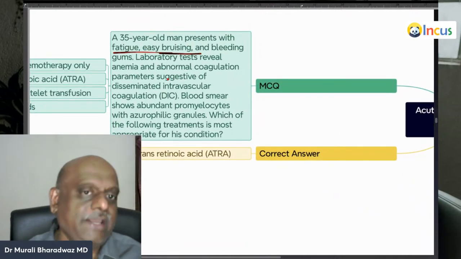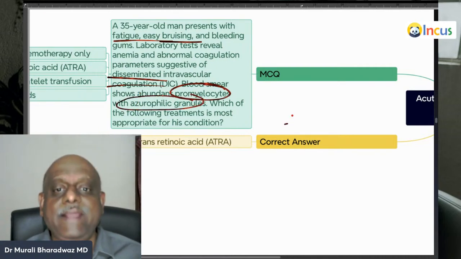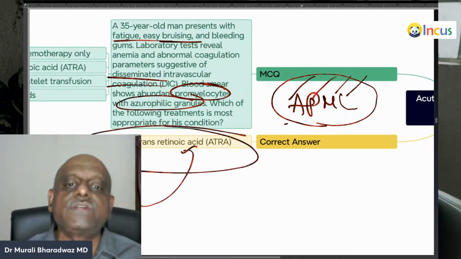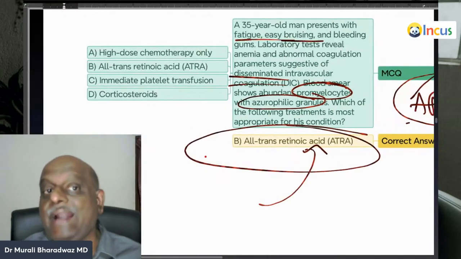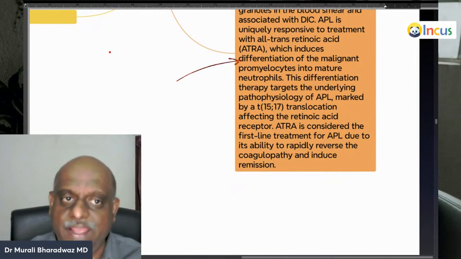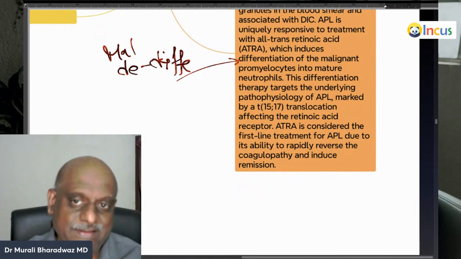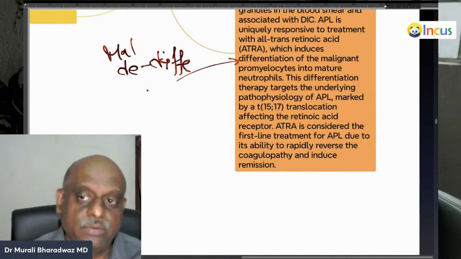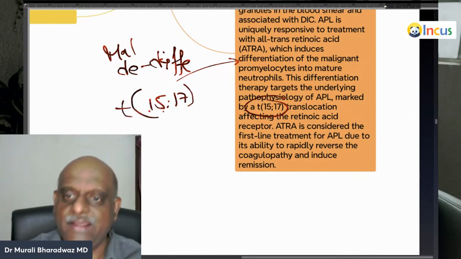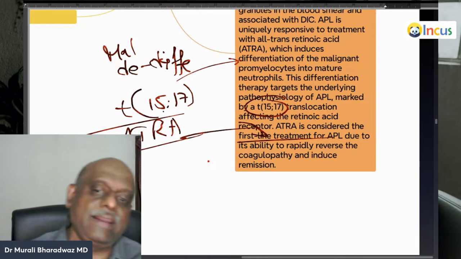A 35-year-old with fatigue, bruising, DIC, abundant promyelocytes, erythrophilic granules. This is an example of APML, acute promyelocytic leukemia. All-trans retinoic acid is the one, ATRA, which has revolutionized the treatment. ATRA will induce the differentiation of the malignant promyelocytes, which are in a de-differentiated state. So, what is the main pathophysiology of APML? T(15;17), and ATRA, all-trans retinoic acid, is the first line treatment of the APL, is what you need to remember.